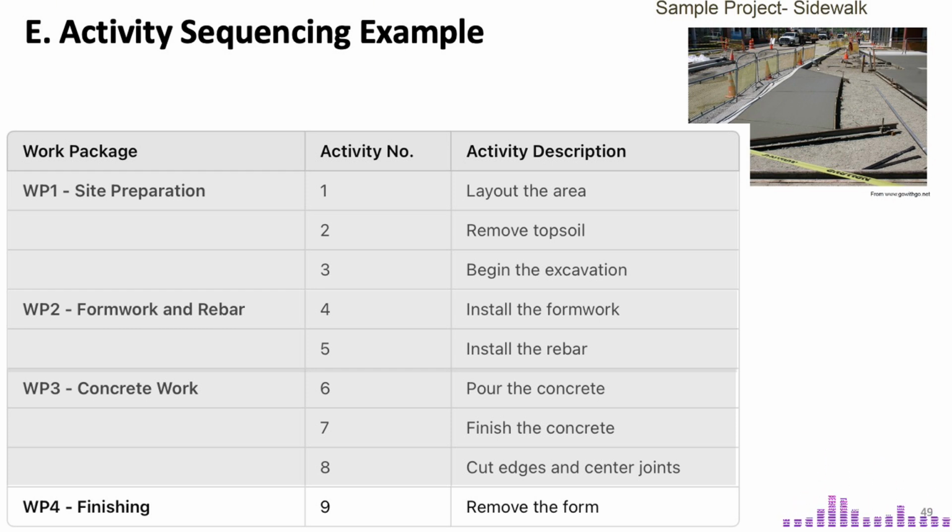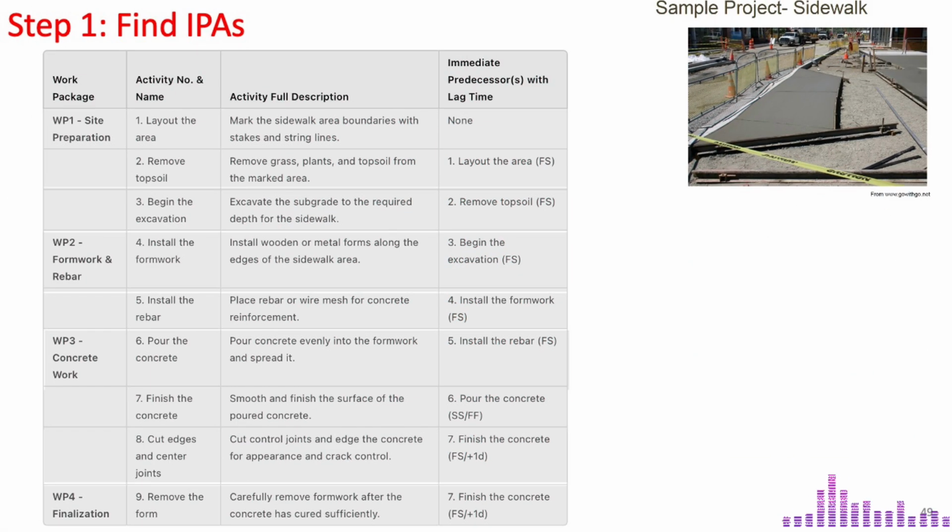As you may remember in the previous video on determining construction logic, we learned 2 methods for developing an activity sequence. The first method begins with the activity that has no predecessors and progresses forward, while the second method works backward from the final activity. The first method is more commonly used, so we'll be using it for this example. We begin with the activity that has no predecessors and identify which activities need to come before others. So the first step here is to identify the immediately preceding activities, IPAs.